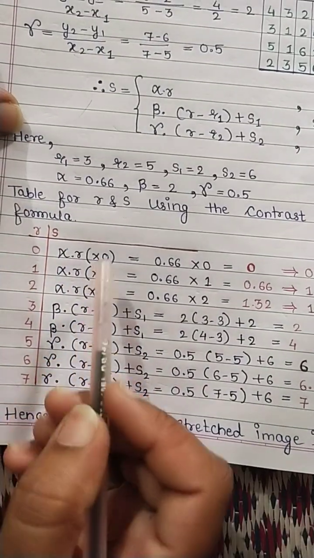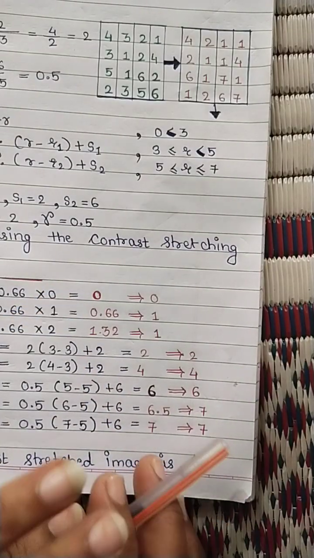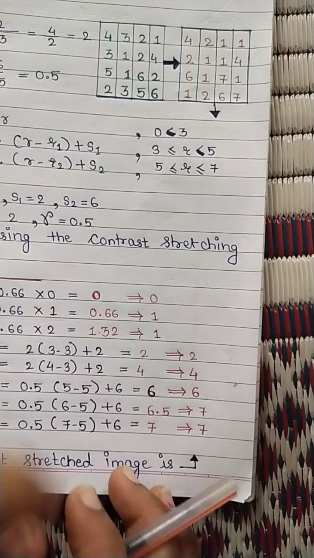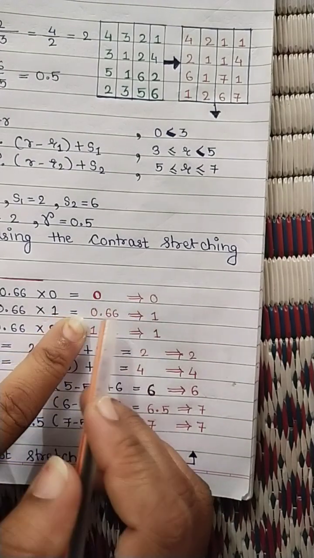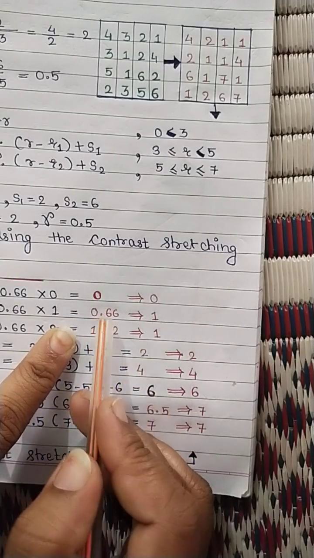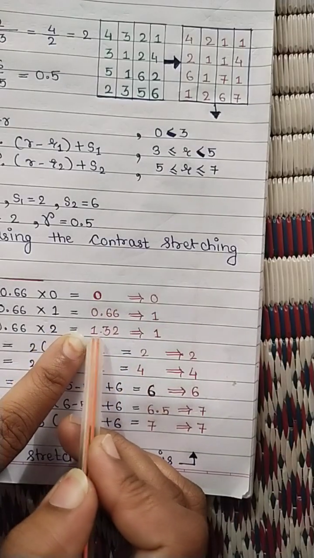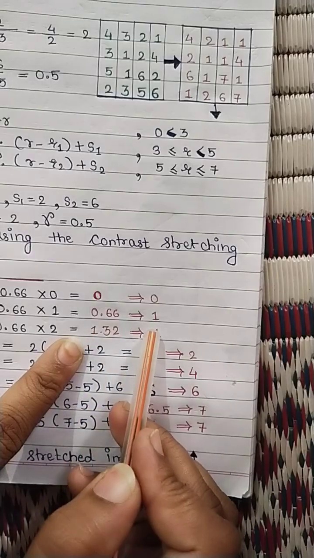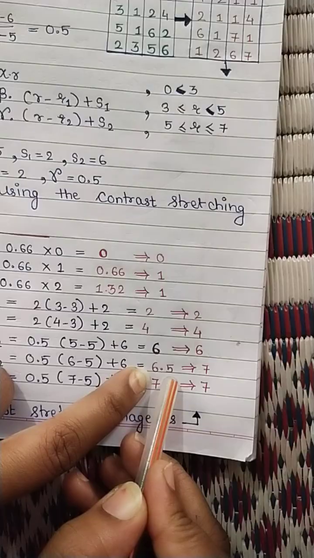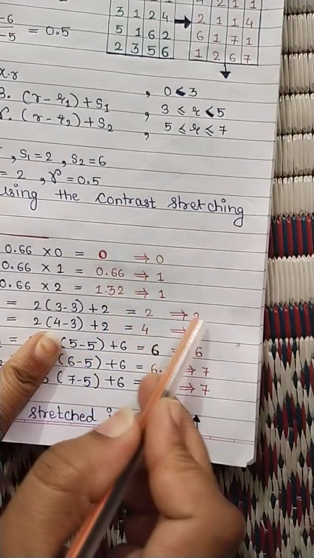Now after calculating the values of alpha, beta and gamma, you will get this output. Okay. Now next step is what? You have to write the exact value of the output. If it is 0, it is okay. If it is 0.66, make it a round figure, that is 1. If it is 0.4, make it 0. Similarly, if it is 1.32, make it a round figure, that is 1. Here is 2, we will take it as it is, 4 as it is, 6 as it is, 6.5 I will write as 7 here, and 7 as it is. So this is our output gray level.